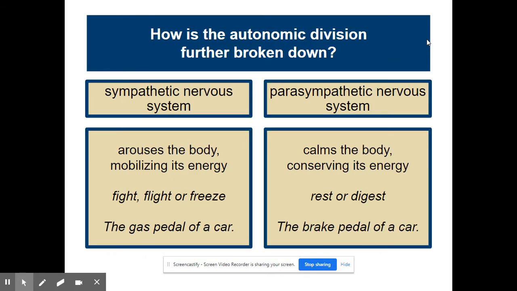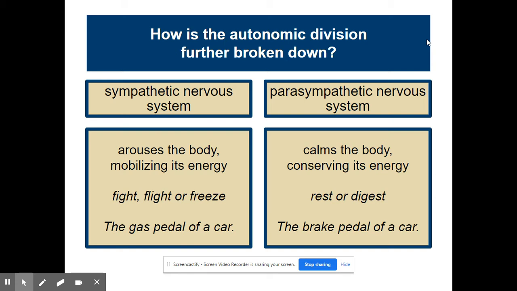Within that, you have the sympathetic nervous system and the parasympathetic nervous system. The sympathetic nervous system prepares our body for events. This is the arousal. We're getting excited about what's happening. This is the butterflies in our stomach that we have prior to something that's very important to us. This is also a part of the fight, flight, or freeze response. If you will, this is like getting our body on the go. This is like the gas pedal of a car.